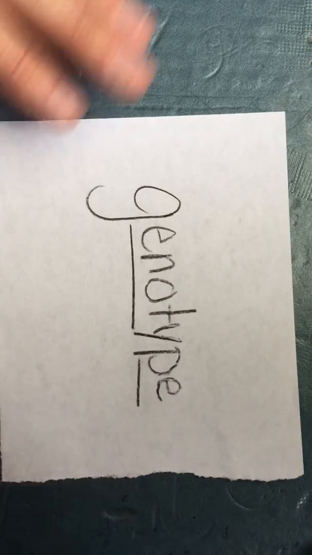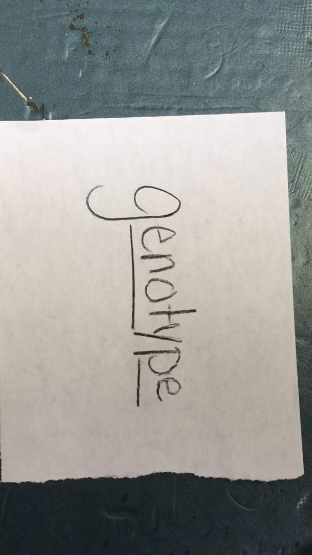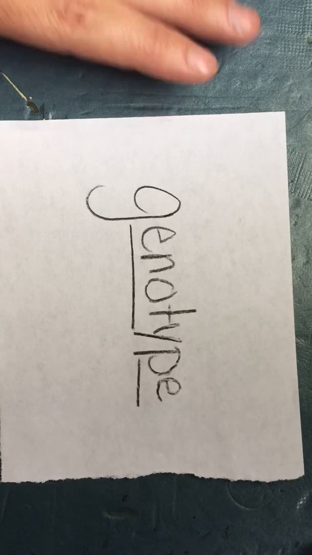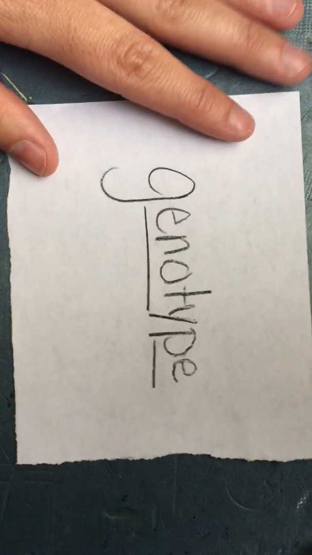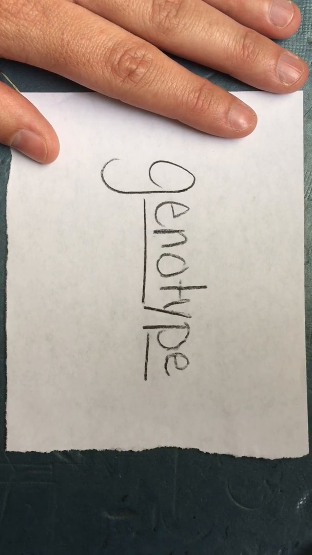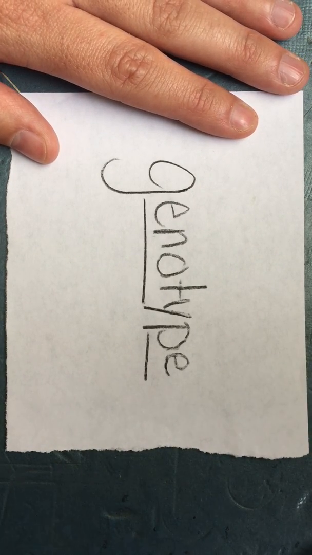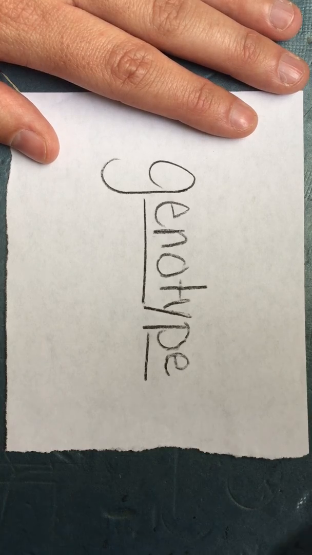Okay, so our next word is genotype. Genotype is the genetic makeup of the organism. So this is what's on the inside. This is the alleles I was just talking about. They are written as letters whenever we are doing Punnett squares. Phenotype is what the organism's actually going to look like on the outside. This is the physical appearance of what the organism is.